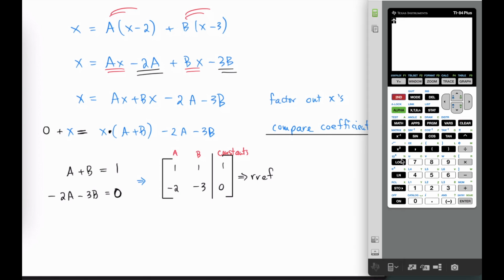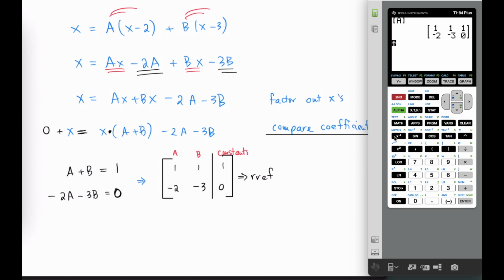So we'll say second matrix. Matrix is above the reciprocal button in blue. And we'll go over to the right so that we can edit matrix A. And this time our matrix is a 2 by 3. We have 2 rows and 3 columns. And the first row is just 1, 1, 1. And the second row is negative 2, negative 3, and 0. Second quit takes us back to the home screen. And then we'll use second matrix to pull the matrix A onto the home screen and display it. This clearly displays matrix A, and I can check my input. It also saves this matrix into the answer variable.